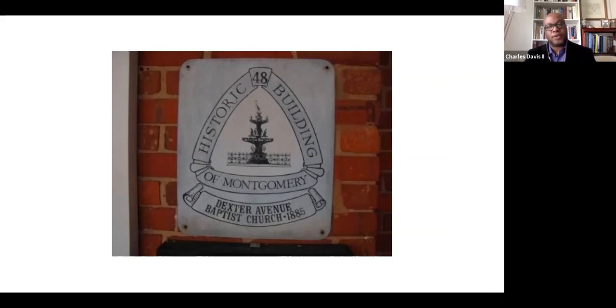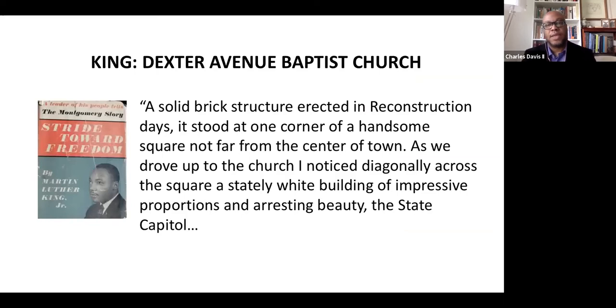Whereas in certain other cities, you get a kind of choice between those two legacies because of what it says about the present political composition of American politics. And in Stride Towards Freedom, one of the first biographies that King wrote about himself, he says this about the church: a solid black brick structure erected in Reconstruction days, it stood at one corner of a handsome square not far from the center of town.